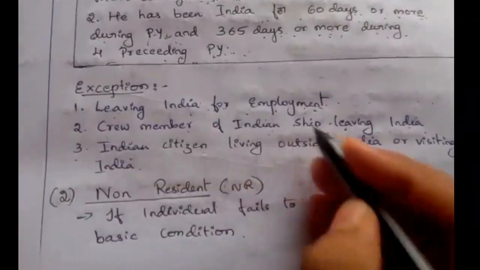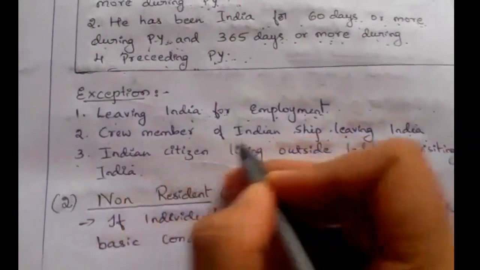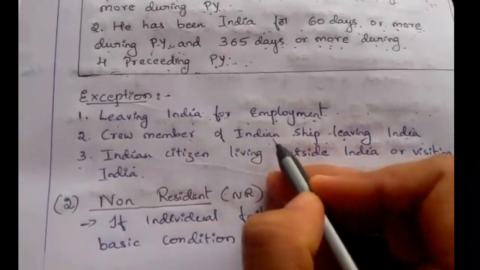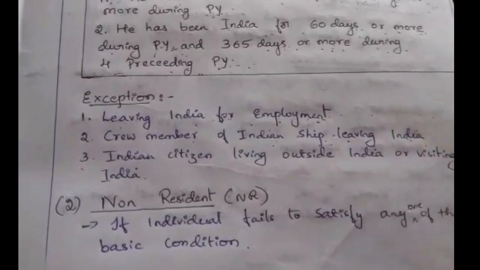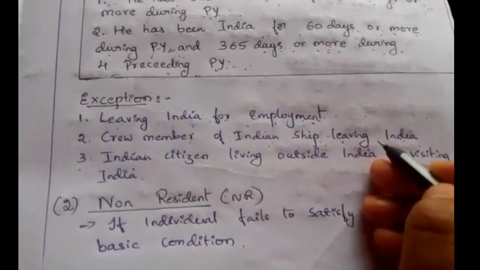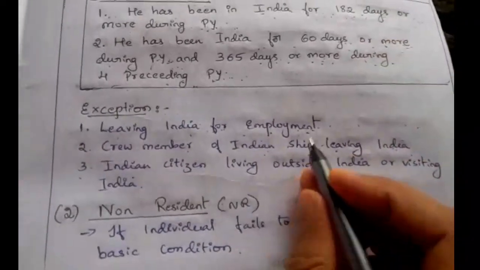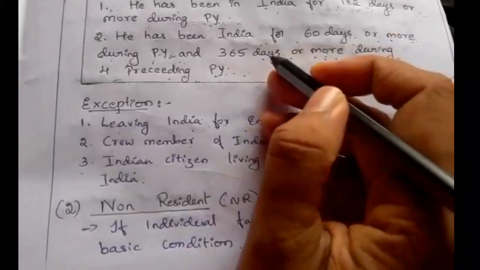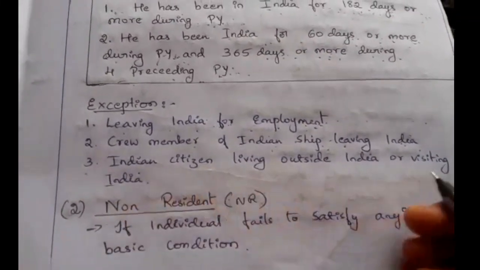Second point is a crew member of an Indian ship leaving India. Crew member means people working on an Indian ship. They travel from port to port, so they must stay in India for 182 days or more during the previous year. They do not have the second option to become a resident in India.